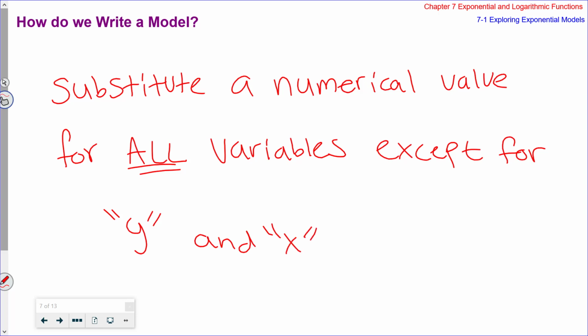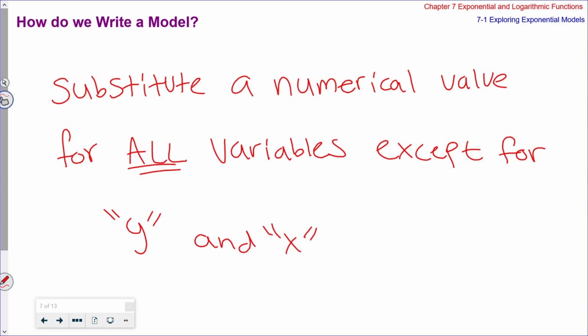So to write the model, substitute a numerical value for every single value except for Y and X. Leave Y and X in your equation. Do not put a number for X. Do not put a number for Y. Leave them as variables in your equation. That would be a model. That would be your model.